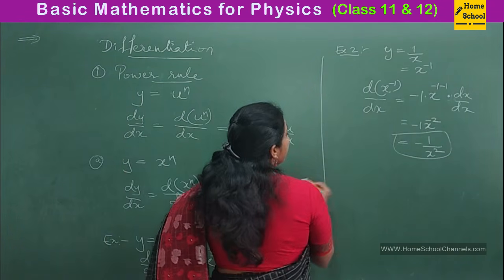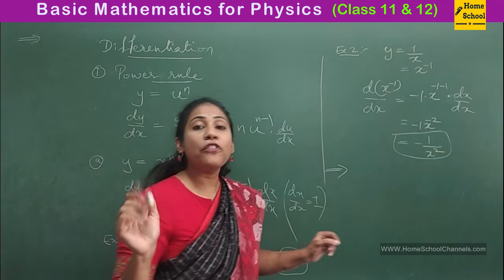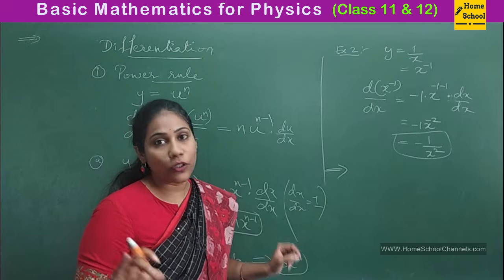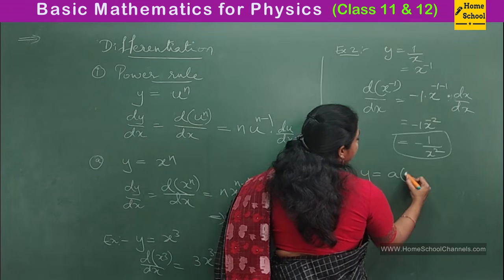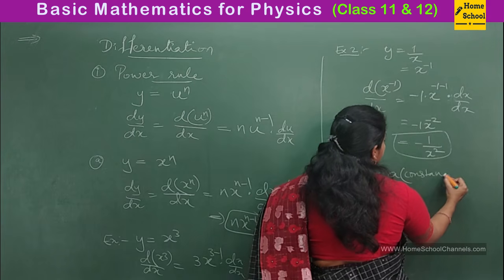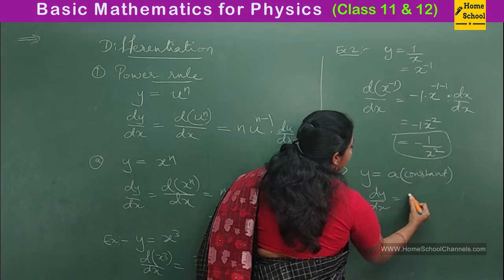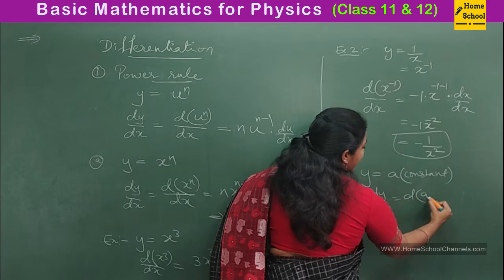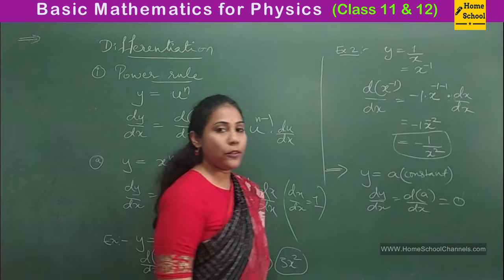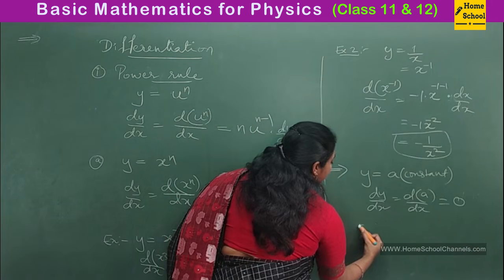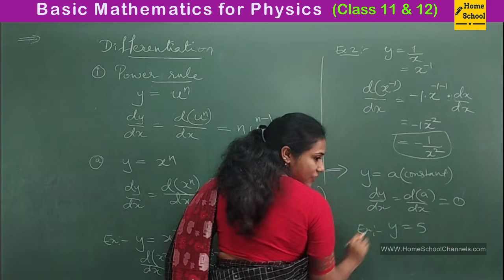Coming to the next formula: the differentiation of a constant is always equal to 0. Imagine y is equal to a, where a is some constant. Here dy by dx is equal to, what is y? A, that is some constant. So its value is always equal to 0. For example, imagine the y value is equal to 5. You have to differentiate 5.